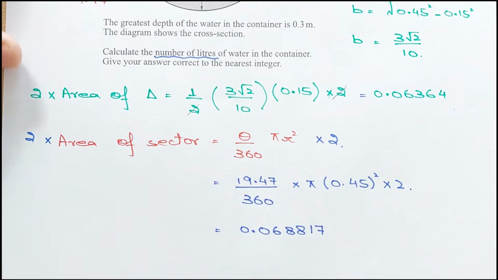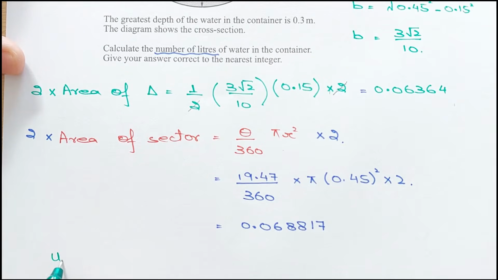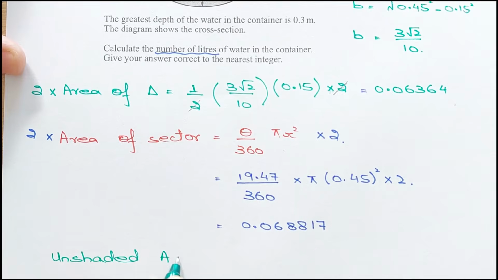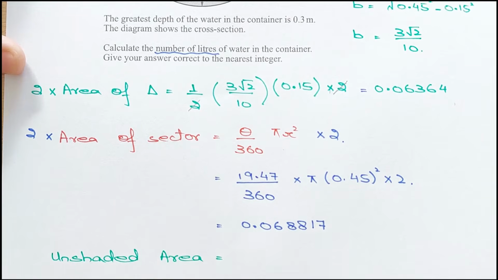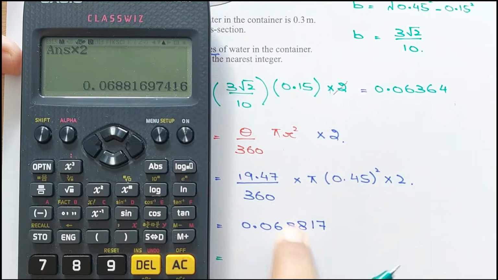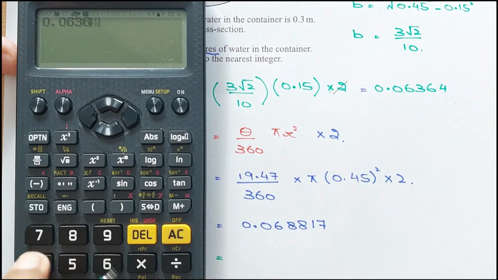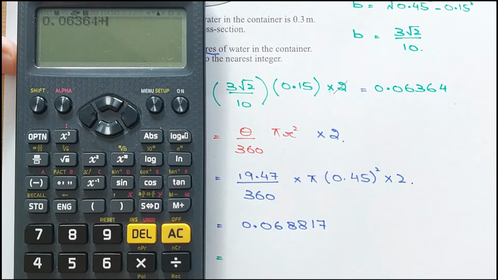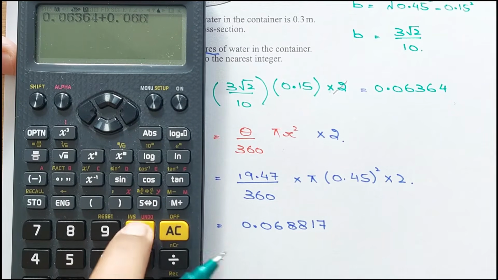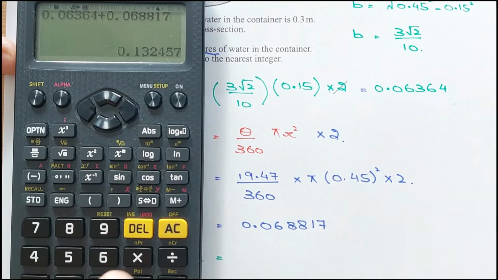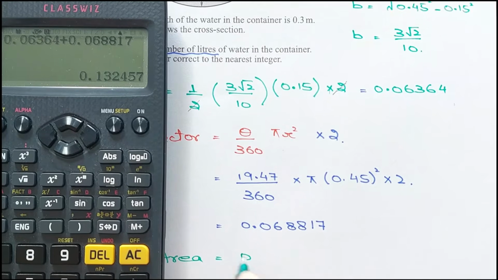So we can say the unshaded area is the sum of the area of the two triangles and the area of the two sectors, right? So the sum of this and this, right? 0.06364 plus 0.06668817. This is 0.132457. This is the unshaded area.